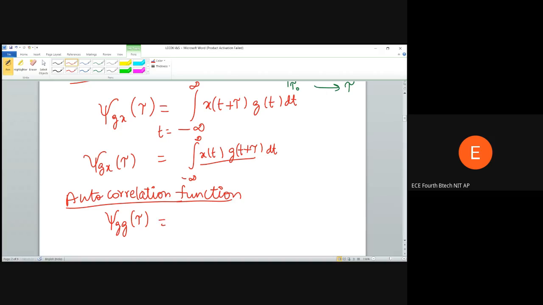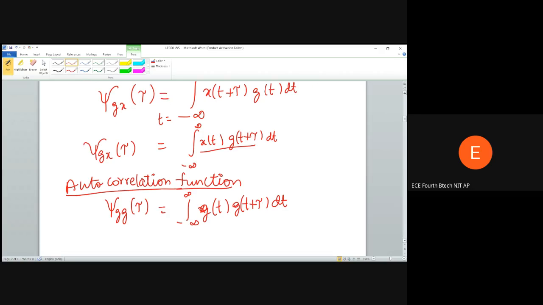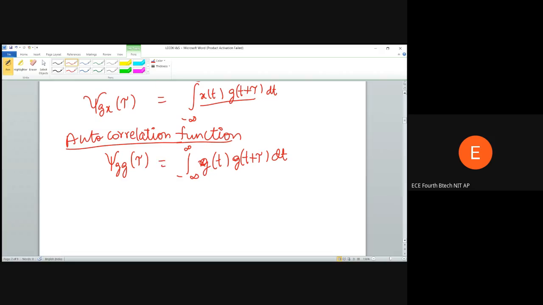So psi g g of tau is equal to the integral from minus infinity to plus infinity of g of t times g of t plus tau dt. Remember one thing here, since we are performing the integration with respect to t, you are going to calculate the area under the curve. Suppose I have one signal like this and another signal like this. If you would like to calculate the correlation between these two, we do the product between these two, multiply them, and then calculate the area under the curve.